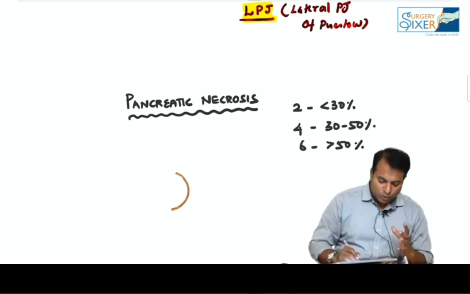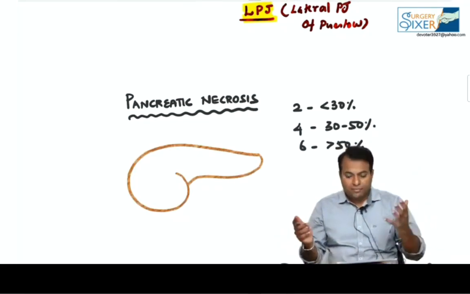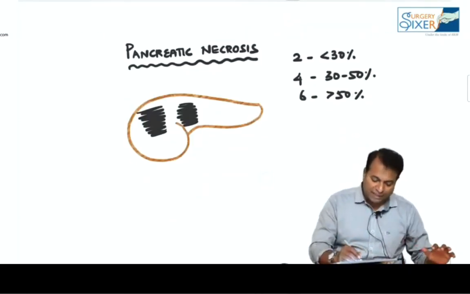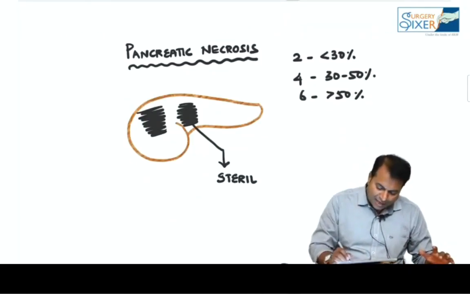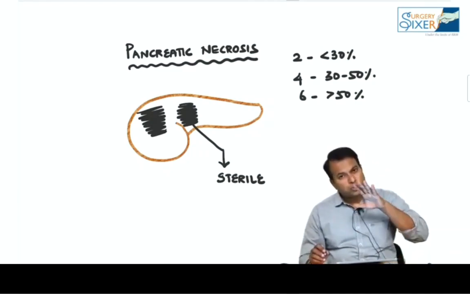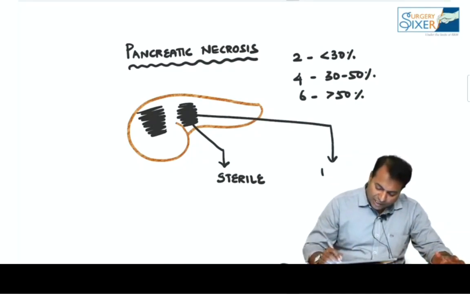What is this necrosis? When you do a contrast CT, the pancreas should look white. If instead of the pancreas looking white, there are some black patchy areas like this, they are all known as necrosis. Please remember, the pancreatic necrosis is usually sterile. It is usually a sterile necrosis. It is not infective necrosis. We have to wait. Many times the sterile necrosis will heal by itself. Or sometimes it can be infective necrosis also.